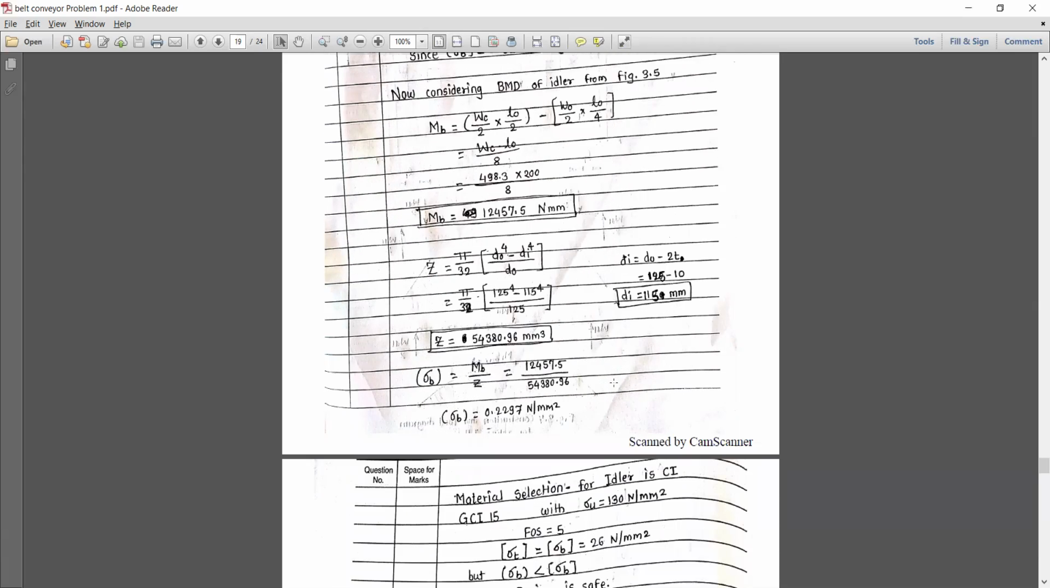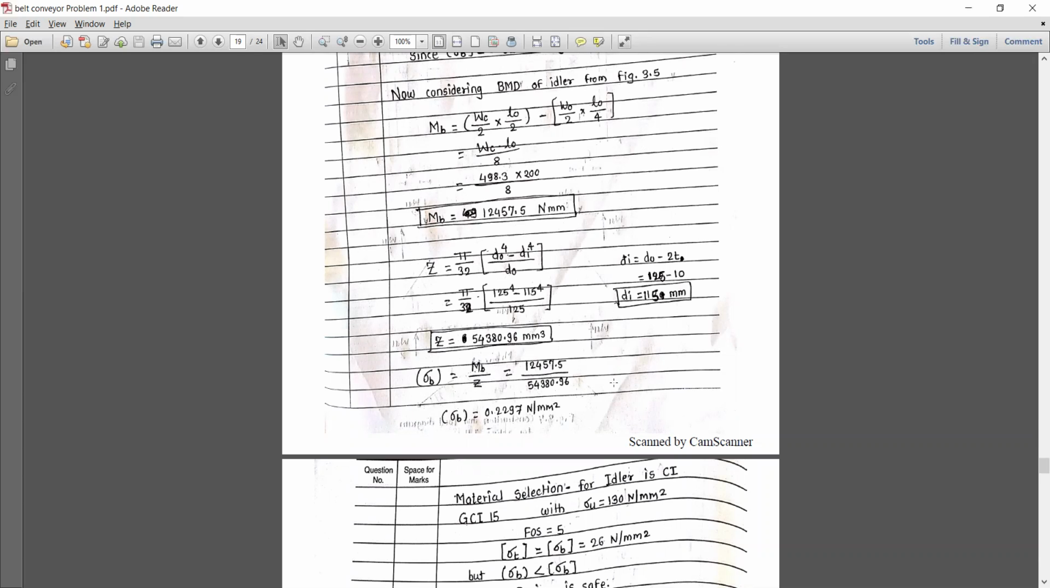Now considering the BMD for the idler, that is the bending moment diagram for the idler, referring from figure number 3.5. Maximum bending moment is equal to WC by 2 into LO divided by 2 minus WO by 2 into LO divided by 4. So the equation we get is WC into LO divided by 8. So maximum bending moment MB is equal to 12,457.5 Newton mm.